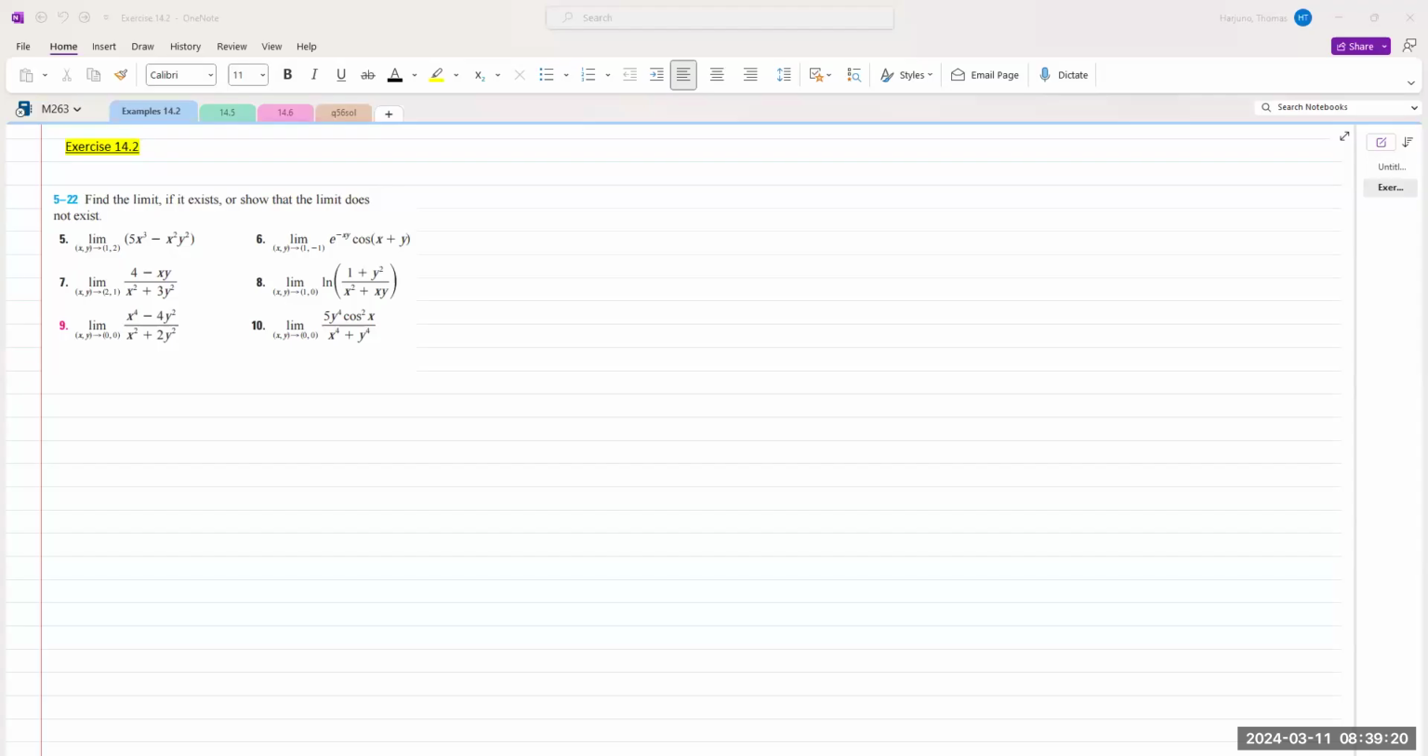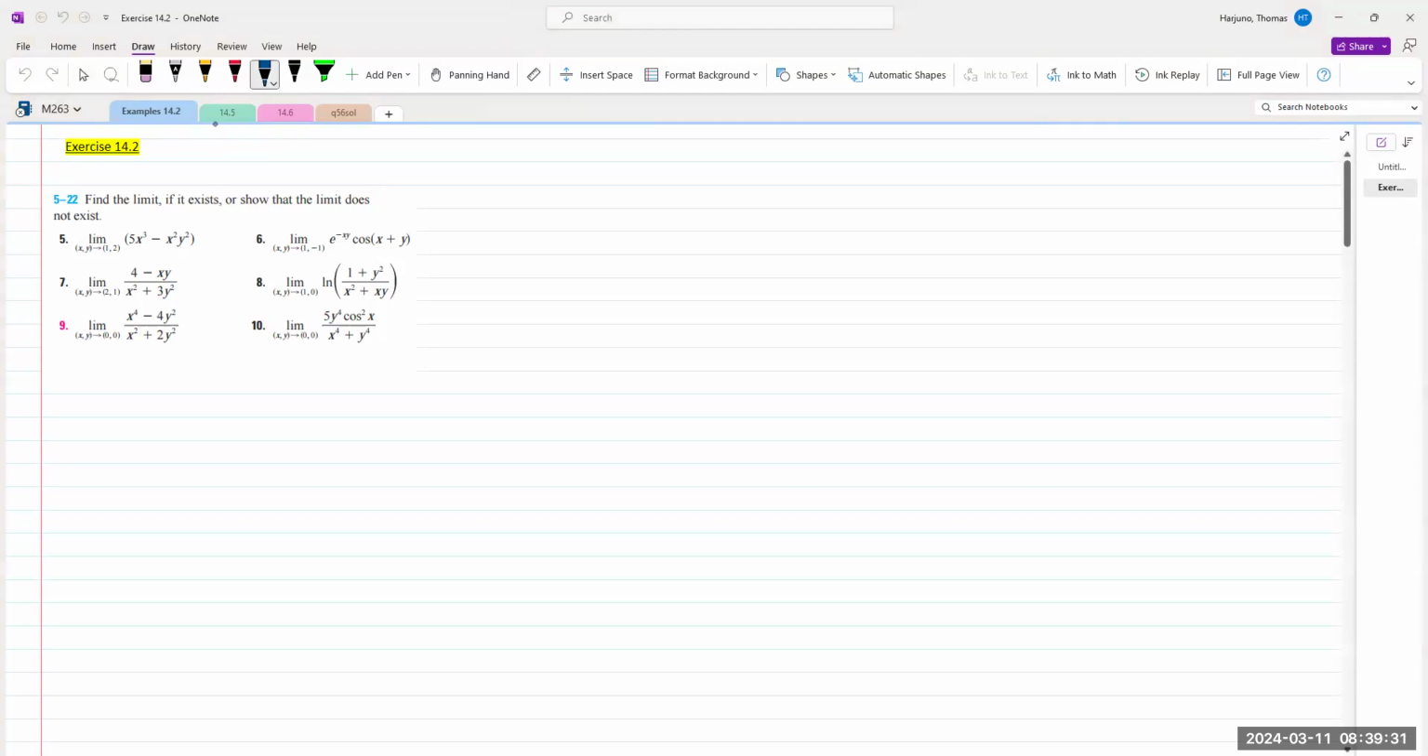Hello everyone. Today we will work on this section 14.2. It is on limits and continuity. Now before I start going over problems from this section, I want to go over some important parts first.